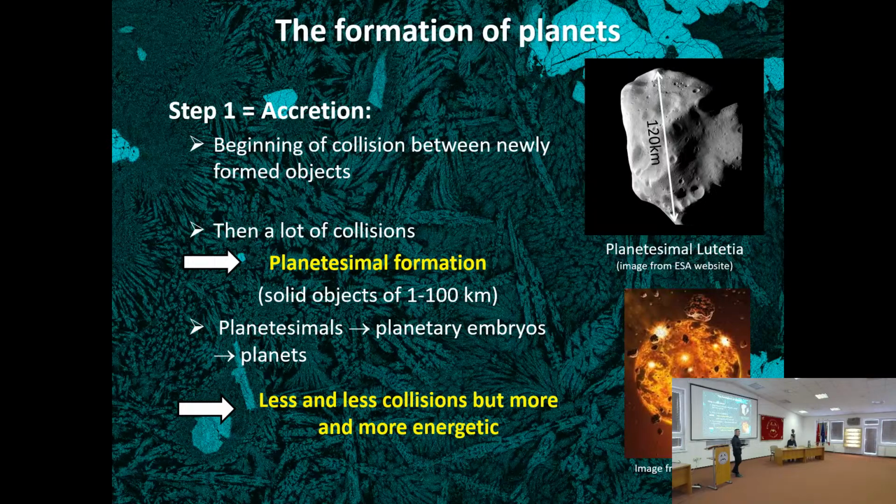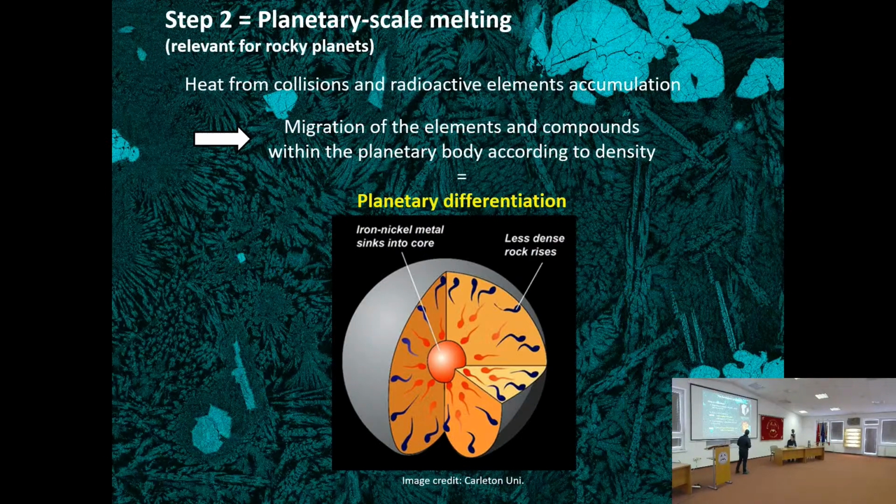The thing is, the bigger the objects, the fewer collisions, but they are more and more energetic. We will see that later when we talk about the formation of the moon. So the second step is planetary scale melting. We have formation of a planetary scale magma ocean.